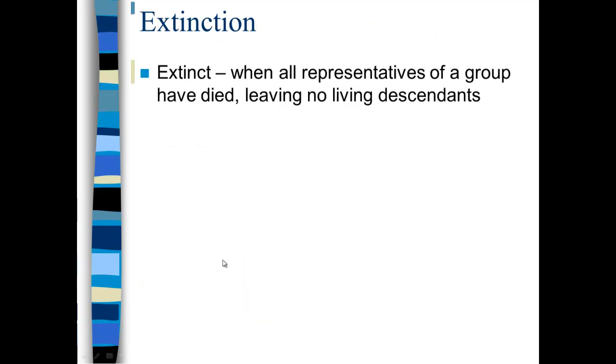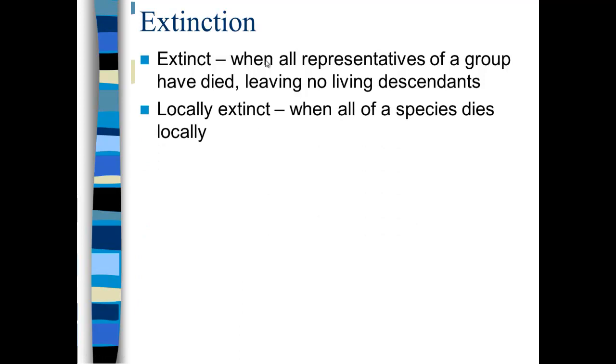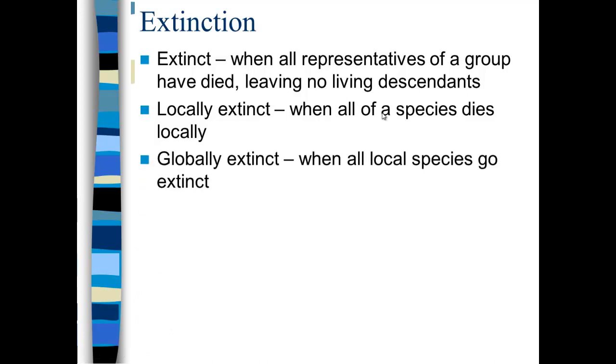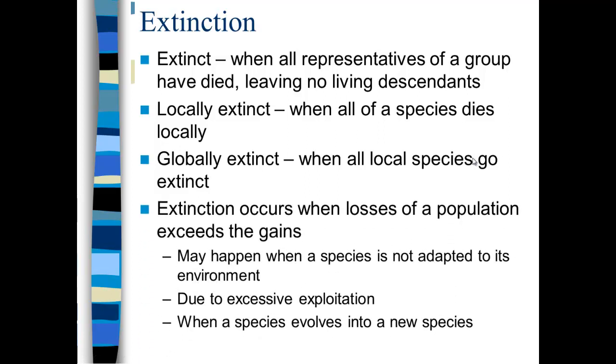Now, when all the members of a species are lost, leaving no living descendants, then we say that that species is extinct. That can be for a subspecies, it can be at levels higher than a species as well. Okay. When all of a species dies locally, we call that locally extinct. And when all the local populations go extinct, then we call that globally extinct. And in looking at those species that are in danger of extinction, ecologists and environmental scientists are looking primarily at when losses of a population will exceed the gains.